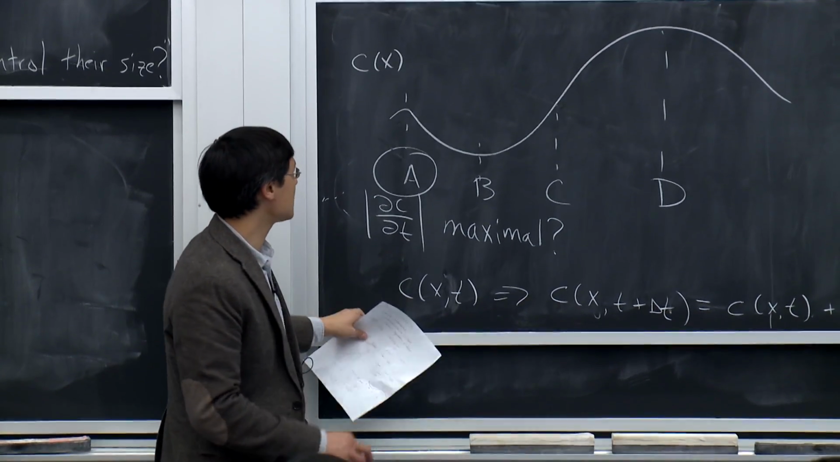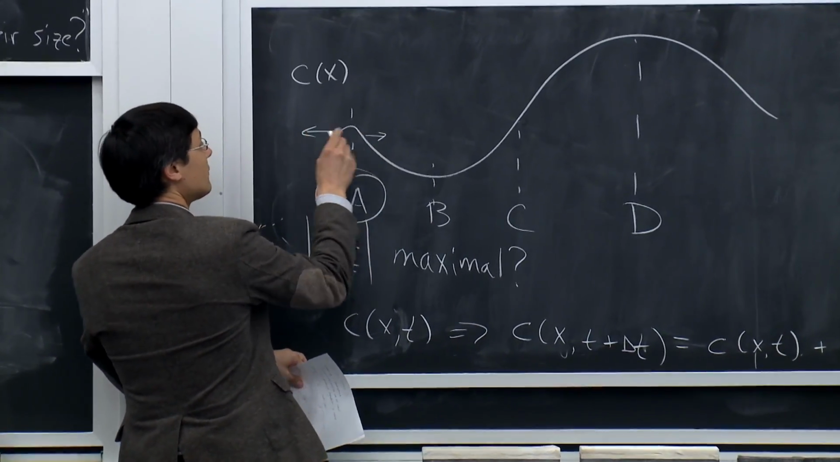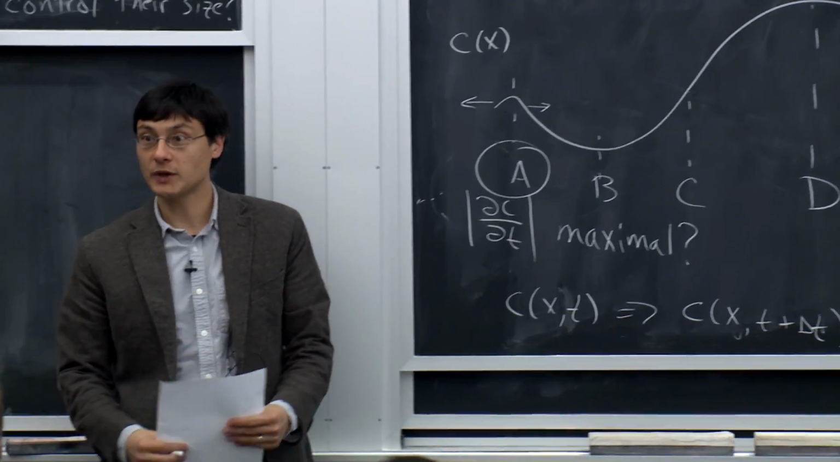Right. And it makes sense that the concentration is going to go down because the net flux here is to the right and to the left. Right? So there's a net flux of particles leaving. Concentration is going to come down. Okay.